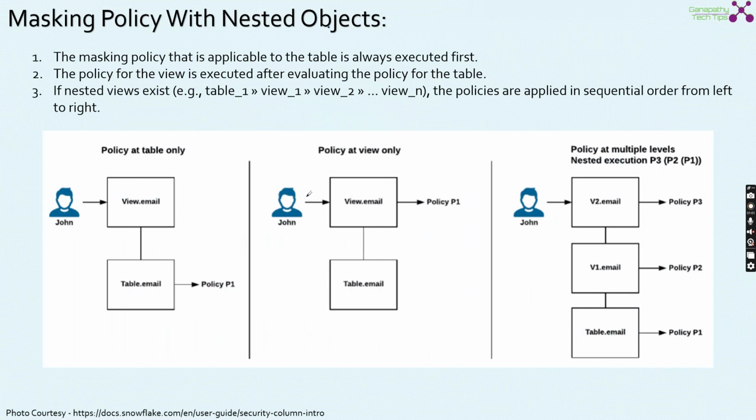This diagram is very easy for your understanding. Now you can see table.email. There is a policy which is attached to it. John is querying it against the view.email here. Now you can see there is a policy which is attached at the view level. That is again simple. Now you can see this will go from bottom up. So first the policy P1 will be evaluated, then policy P2 will be evaluated, then policy P3 will be evaluated. That is how the nesting of masking policies works within Snowflake.